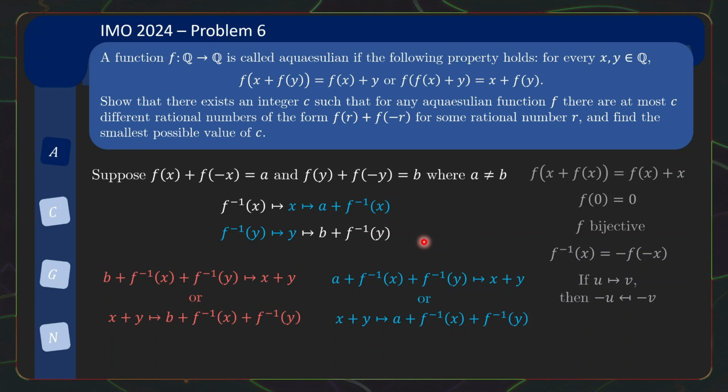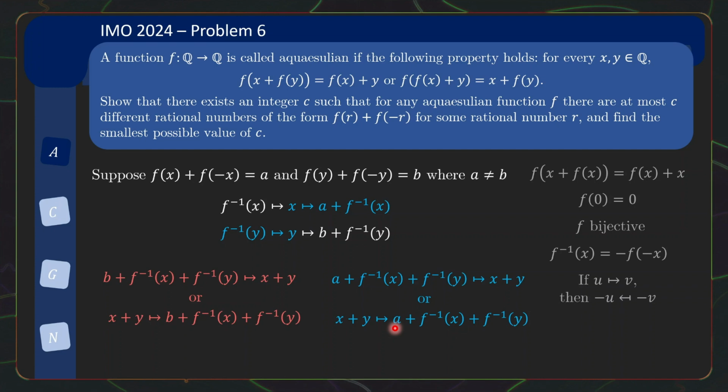Now you can ask yourself, can we have this option with this option? No, because you have x plus y on the right side for both of them, and f is injective. So you cannot have this thing and this thing mapping to x plus y at the same time, because a is not equal to b. So these two are different from each other. Similarly, can you have this and this holding at the same time? No, because x plus y must map to only one possible value, and a and b are distinct, so you cannot have both holding at the same time.